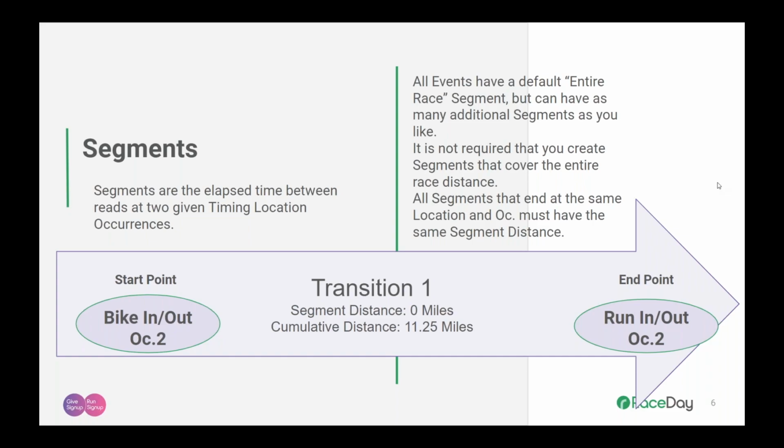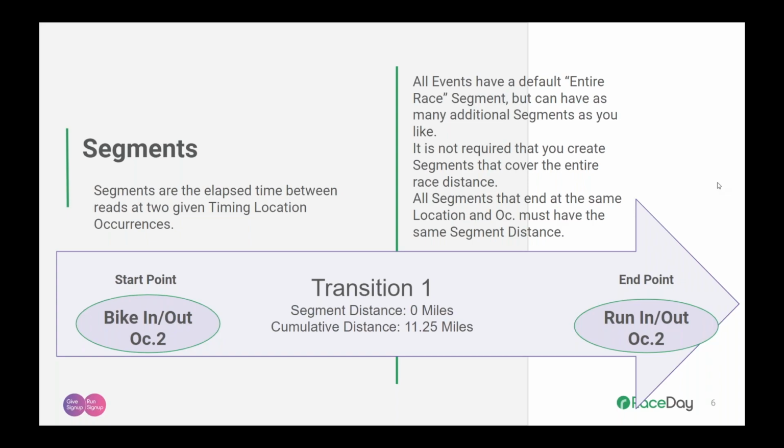Segments are elapsed times between two reads at a given timing location occurrence. So a segment could be in between a gun start and occurrence 1 somewhere. It could be from occurrence 2 at a decoder to occurrence 3 at that same decoder. It could be at occurrence 4 at a specific place and occurrence 1 at the next place. So all events, when you create them, have a default entire race segment, but you can create as many additional segments as you like. It's not required that you create them.